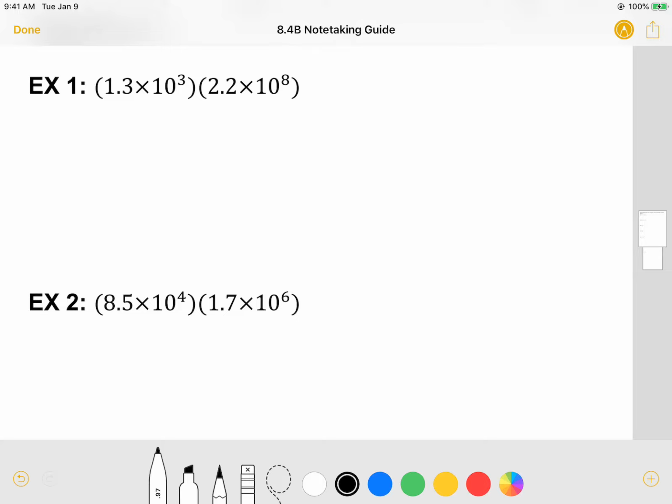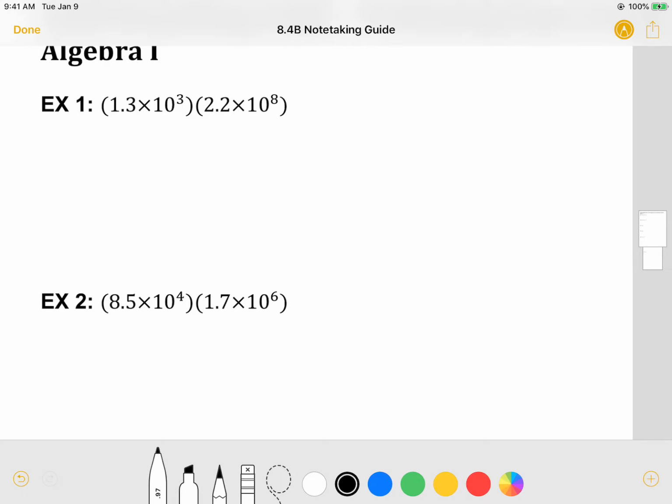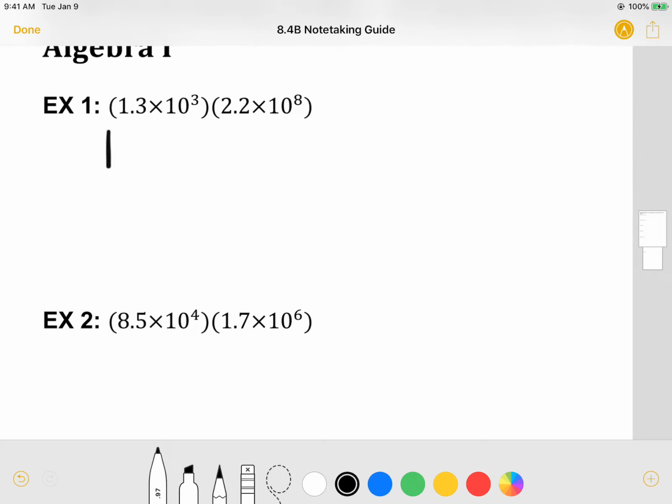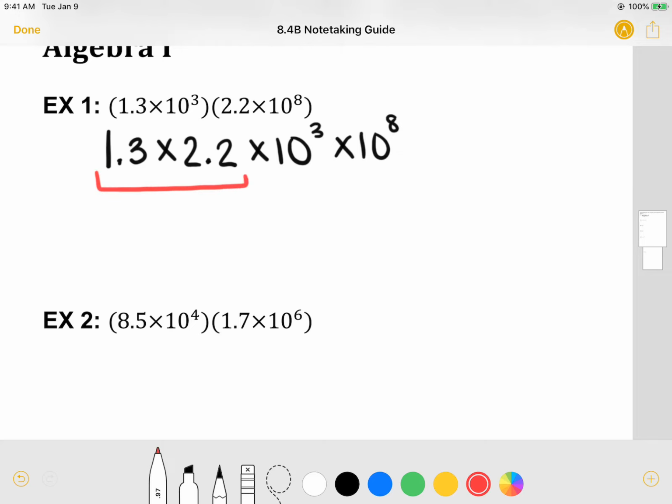So what we want to do first is simply rearrange our numbers. I'm going to write this as 1.3 times 2.2 times 10 to the third times 10 to the 8th power, okay? Now grab your calculator and simply multiply 1.3 times 2.2.